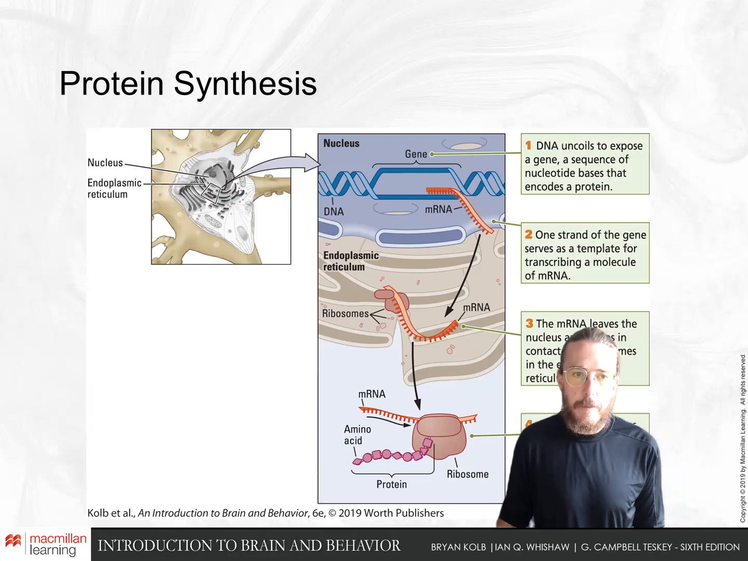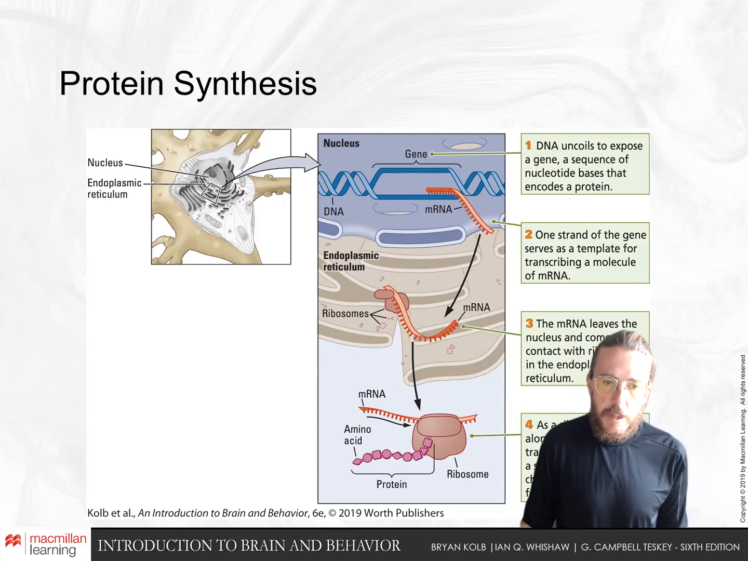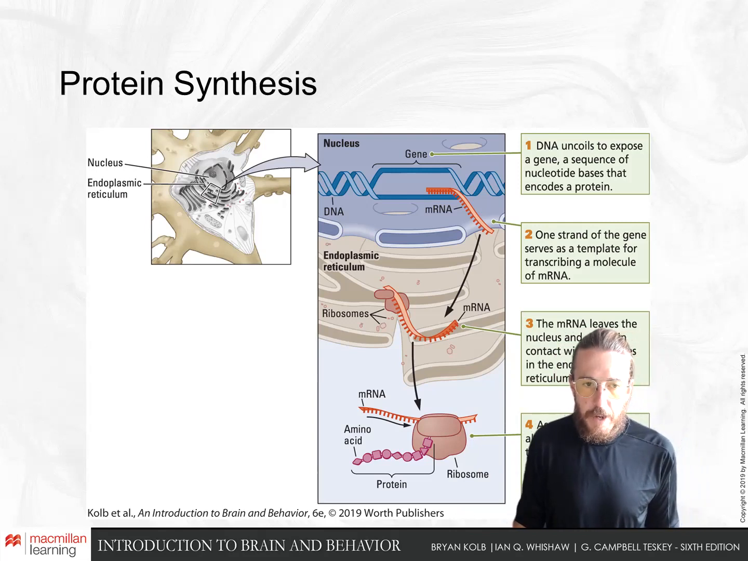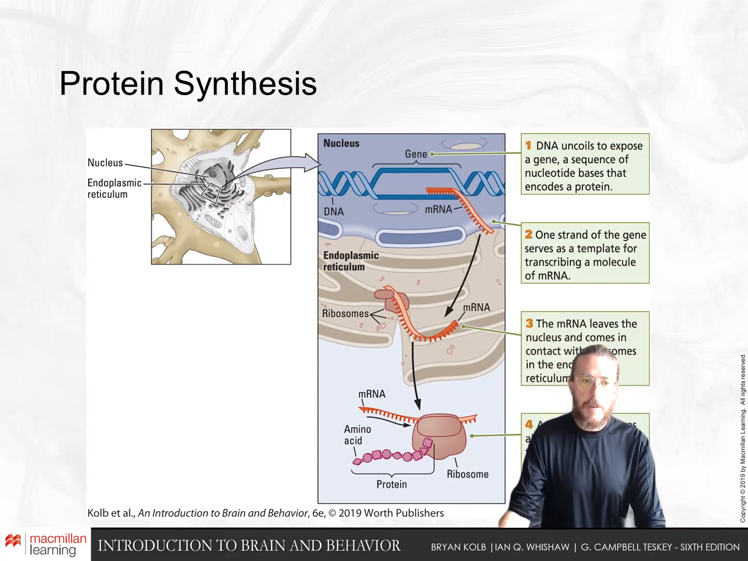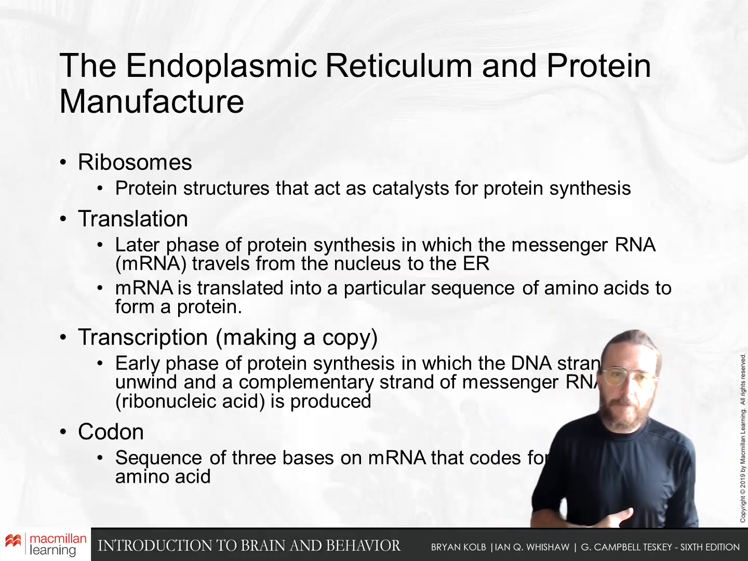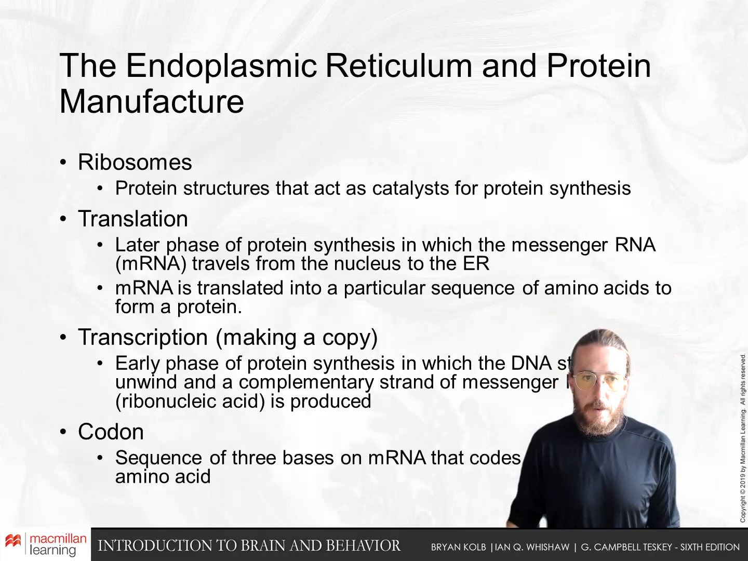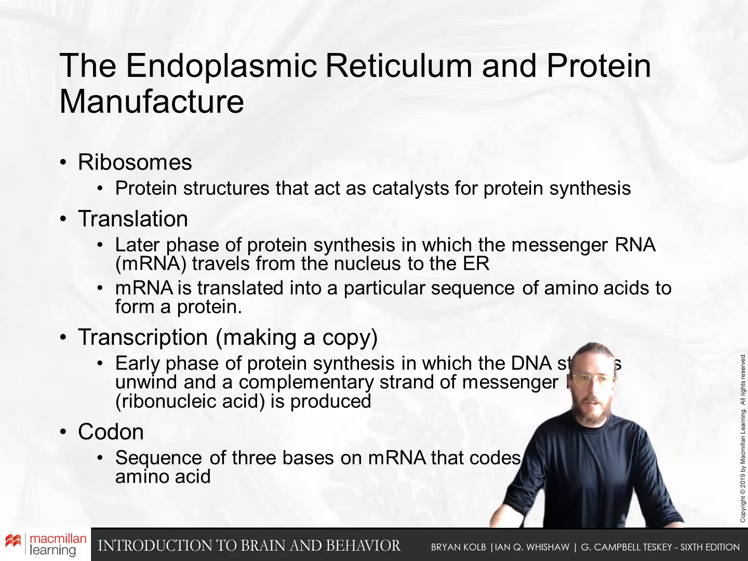It's been created from the genome, and now it's traveling into the endoplasmic reticulum where the ribosomes are going to use it to create amino acids. So the ribosomes are going to move down the mRNA, and they're going to read each of those nucleotide bases in the mRNA. And for groups of each 3 of them, they're going to create a corresponding amino acid. Go back to the previous slide. So these ribosomes are themselves proteins, and they are catalysts for protein synthesis as this mRNA comes into the endoplasmic reticulum.